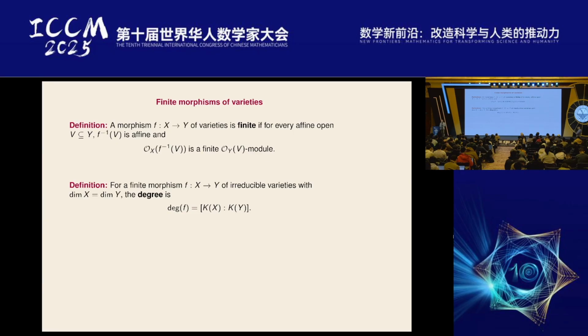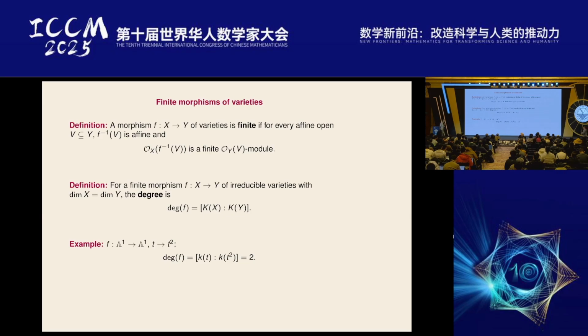You can also see this more geometrically. If we work over algebraically closed fields, let's say over the complex numbers, then this degree essentially is, if you pick a general point and look at the inverse image, then you will have exactly degree-many distinct points. So you can see this also in terms of geometry.